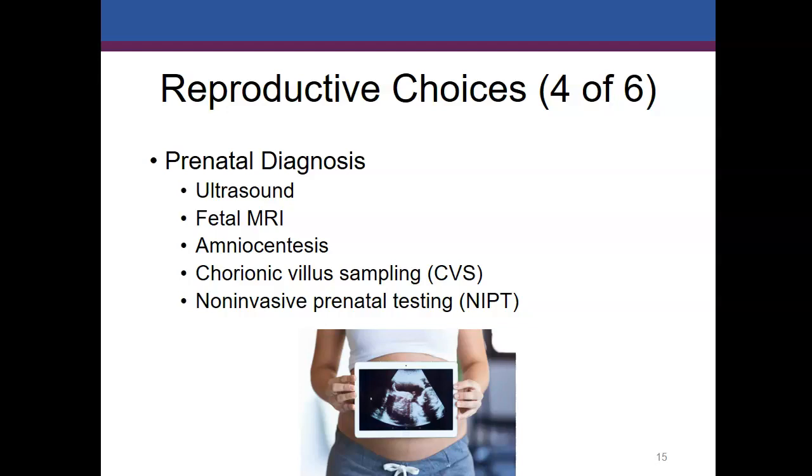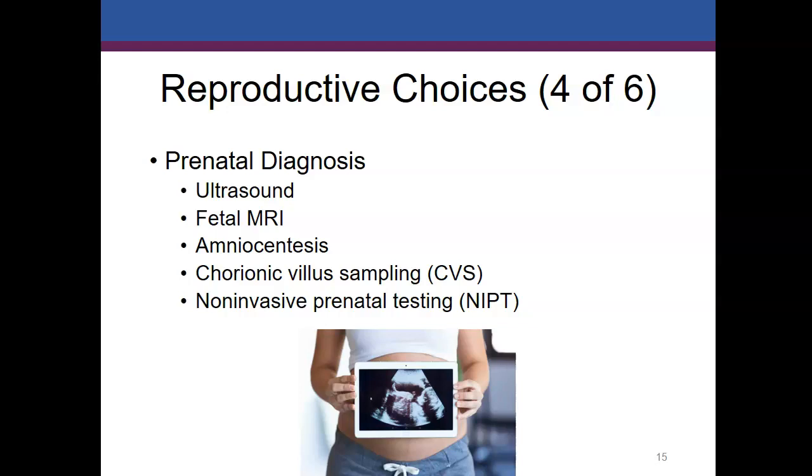A fetal MRI is sometimes done after an ultrasound to provide more detail. Amniocentesis is a prenatal diagnostic procedure in which a small sample of the amniotic fluid that surrounds the fetus is extracted from the mother's uterus in order to conduct analyses to detect genetic and chromosomal anomalies and defects.